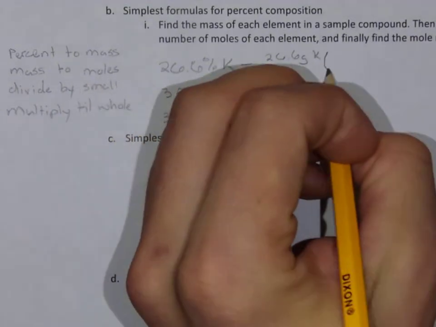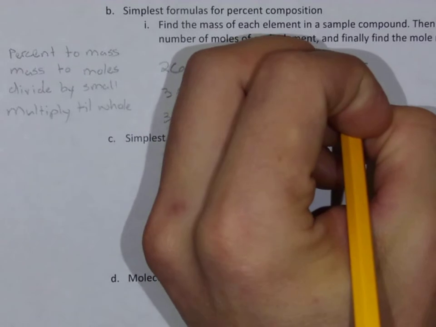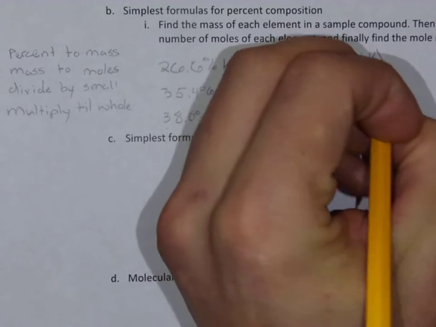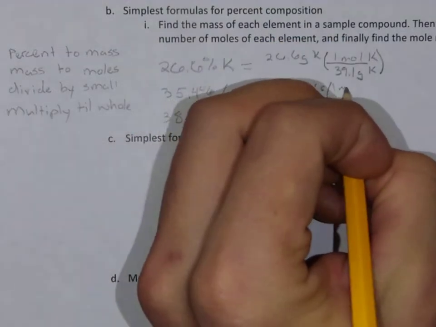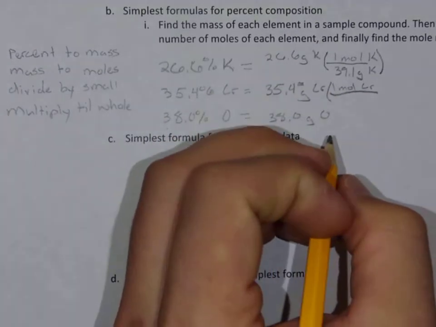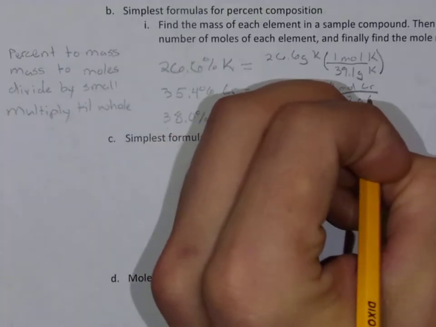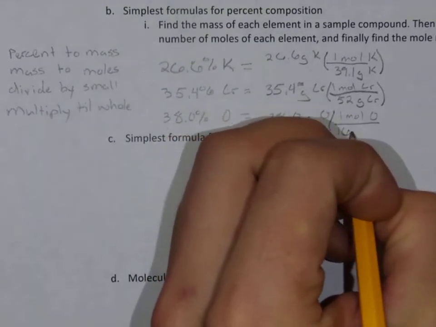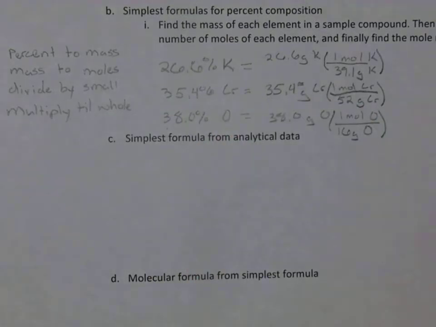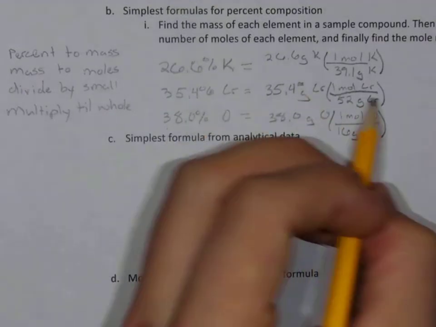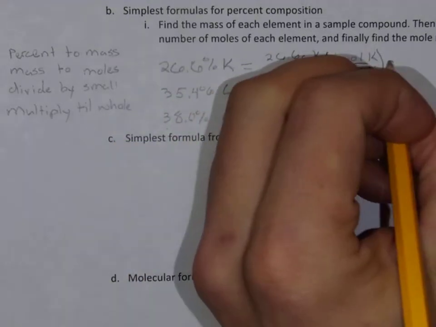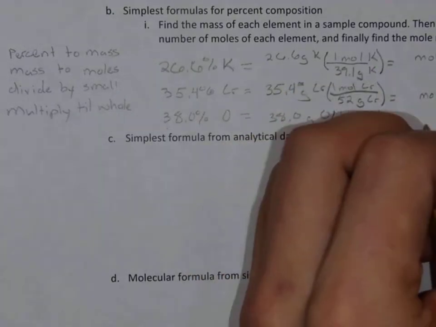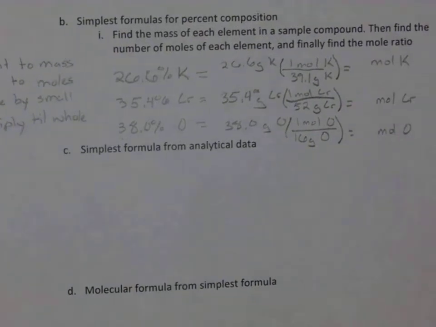Now we're taking our mass to our moles. Grams to moles: 1 mole of potassium is 39.1 grams of potassium, 1 mole of chromium is 52 grams, and 1 mole of oxygen is 16 grams of oxygen. I'm going to do that conversion. Grams is always going to cancel with grams for each of these, so I made sure that I set it up correctly. I should get moles of potassium up here, moles of chromium there, and moles of oxygen here. Oh, I need to slide it over here.